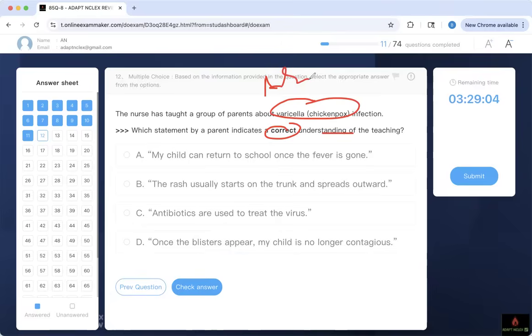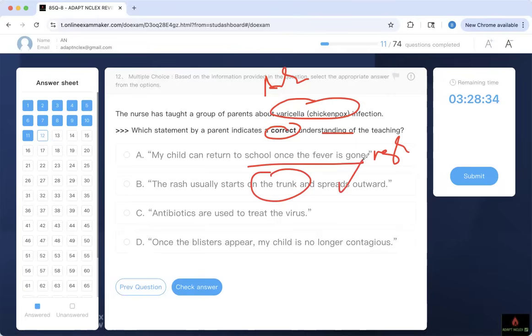What do you need to know? The most important concept to answer the question is the rash. You don't go anywhere until it's crusted over, and it takes about 7 days. You're usually infectious 3 days before, so a total of 10 days isolation. You cannot return once your fever is gone. It's not about the fever. We're talking about the rash. The rash, of course, starts from the trunk and spreads outward.